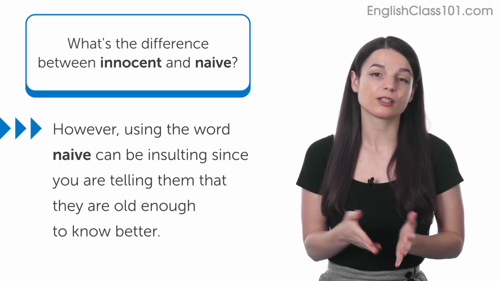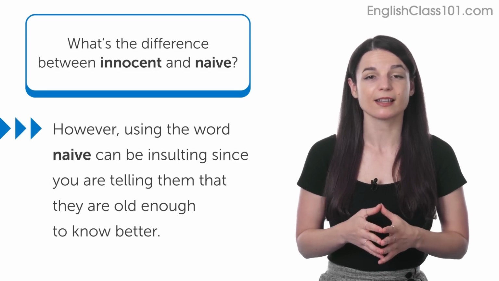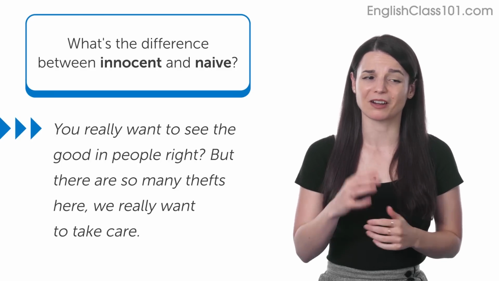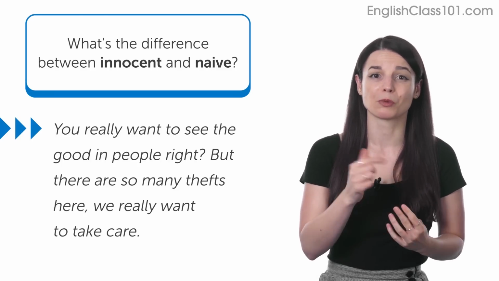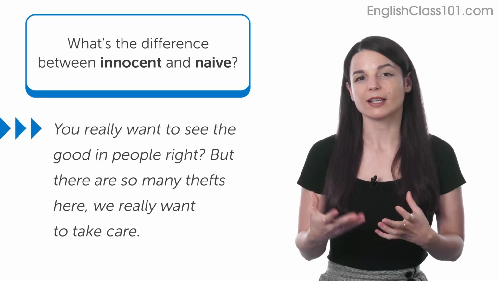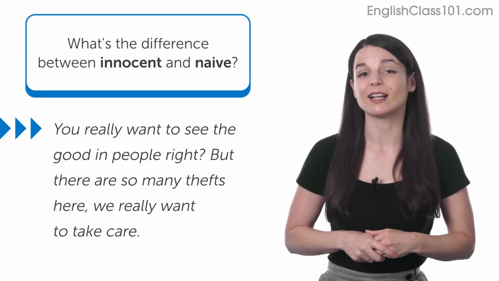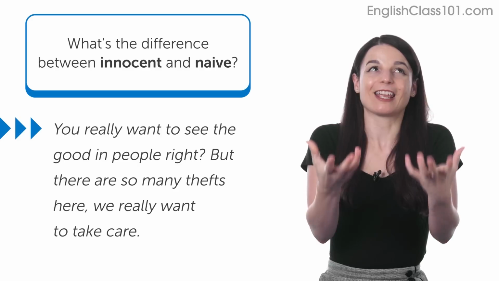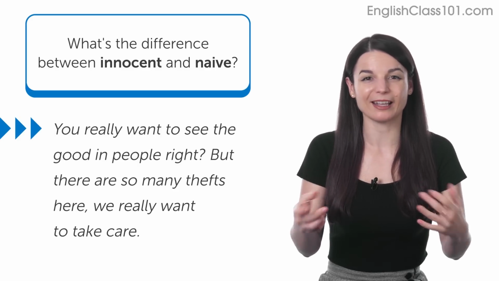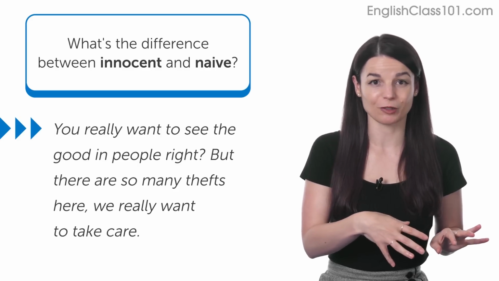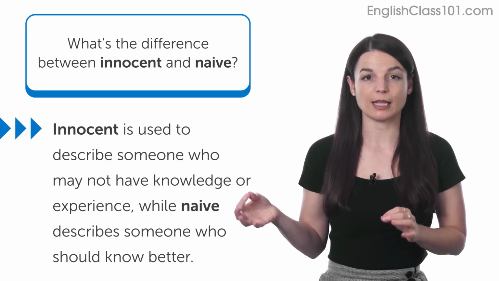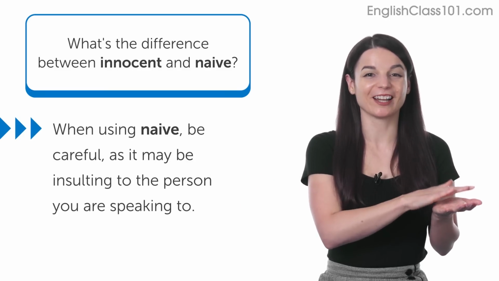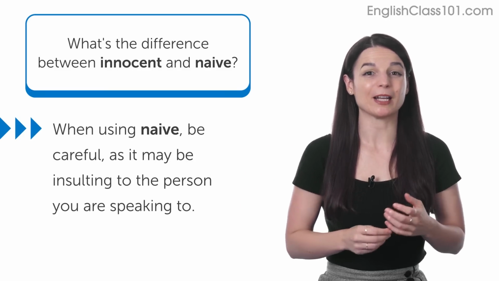If I were in your situation and I wanted to express this, I might say something like, oh, you really want to see the good in people, right? But there are so many thefts that happen here. We really want to take care. So that expression, oh, I know that you really want to see the good in people, means that you try to think about people in the best possible way, even if that's not always true, right? So this is the difference between innocent and naive, but just be careful. If you call someone naive directly to their face, you might upset them.